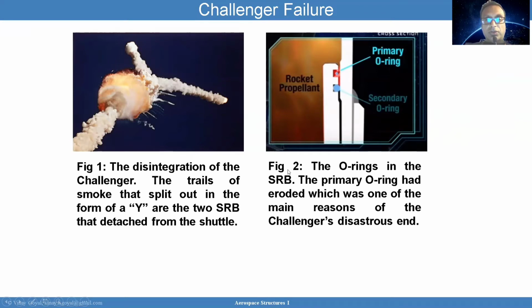In figure 2 here, what you see is the O-ring. You have the primary O-ring and the secondary O-ring, and the primary O-ring had eroded quite significantly right here. And so you have blow-by. Here's the rocket propellant. You should be familiar with the parts of the solid rocket motor at this point. And so this is a shell, this is a propellant, and the hot gases blew by the first O-ring, and the second O-ring was not effective.